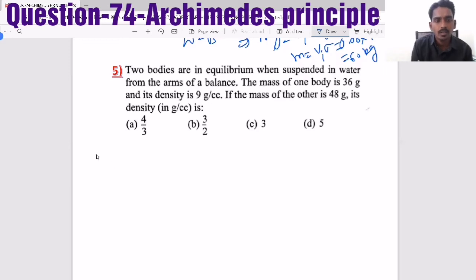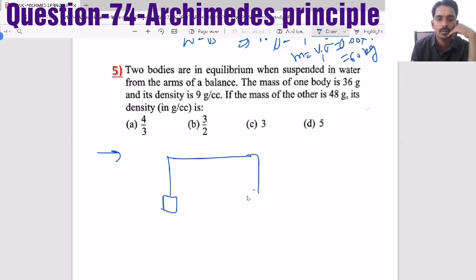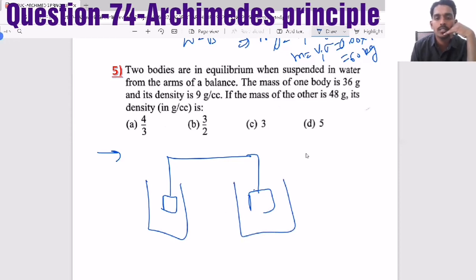Now, same way, two bodies are in equilibrium when suspended in water from the arms of a balance. The mass of one body is 36 gram and its density is given. The mass of the other is 48 grams, and its density is to be found. That means you are suspending two bodies in water. Now both are balanced, which means apparent weight must be the same.